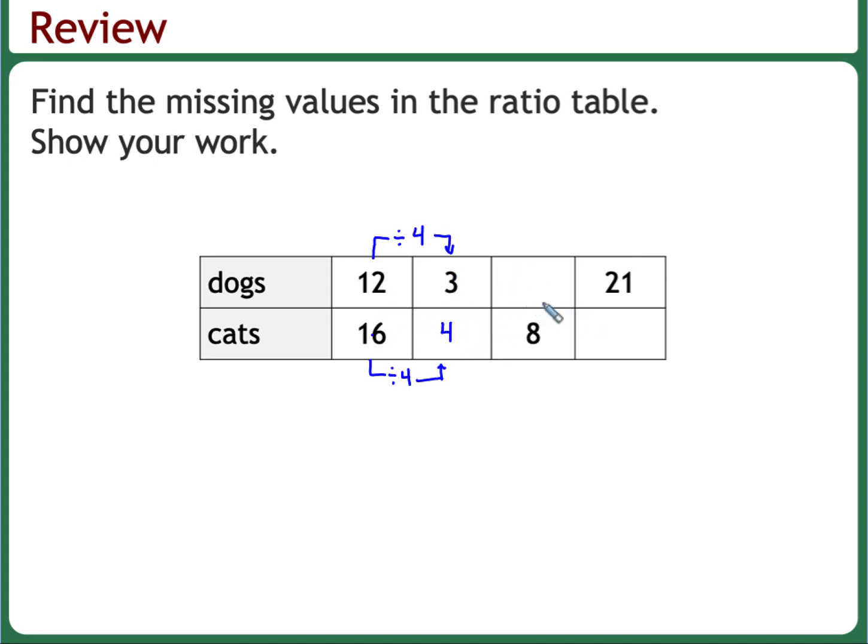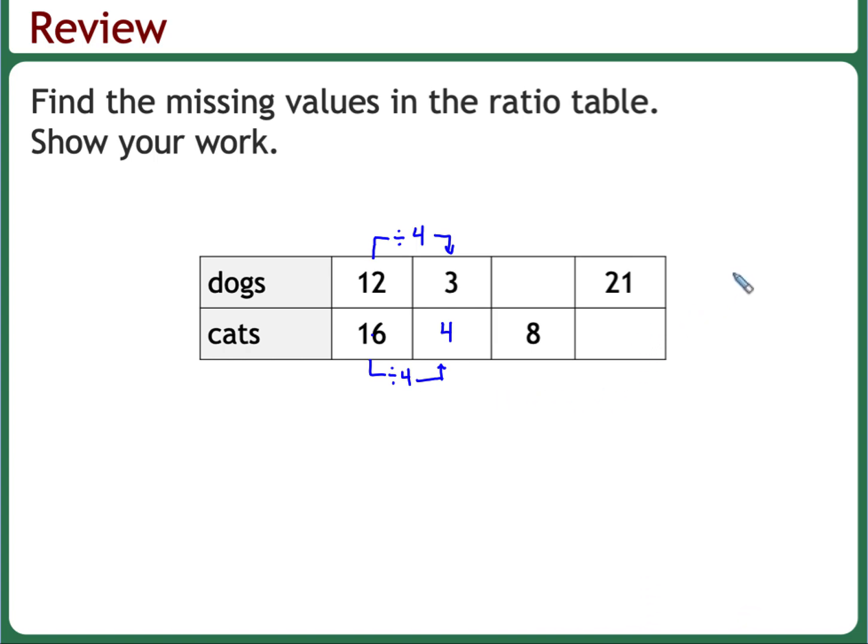So go ahead and try and do the same thing to find out how many dogs would be with 8 cats, and how many cats would be with 21 dogs. Remember, you could go from any column to any other column. So to go from 4 to 8, that's pretty easy. Then you can easily go from 3 to the missing value. But from that missing value to 21, that might not work. You might actually have to go from 3 to 21 and then 4 to that missing value.